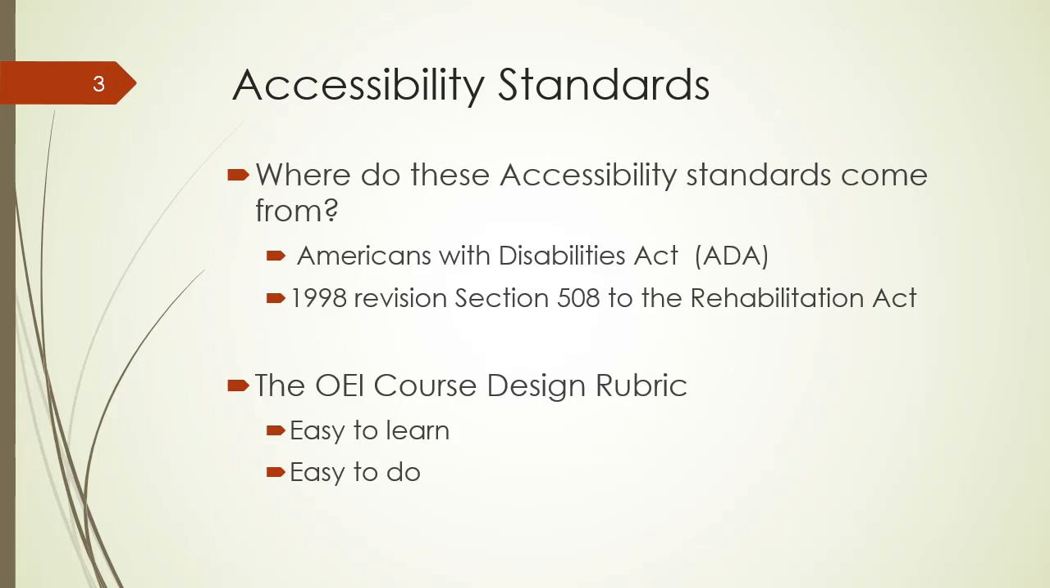So these standards that are required by law, where do they come from? There's two main provisions at the federal level. There's the Americans with Disabilities Act, or the ADA, a law you may have heard of, and there's also the 1998 revision of Section 508, you'll often hear that, 508, to the Rehabilitation Act.